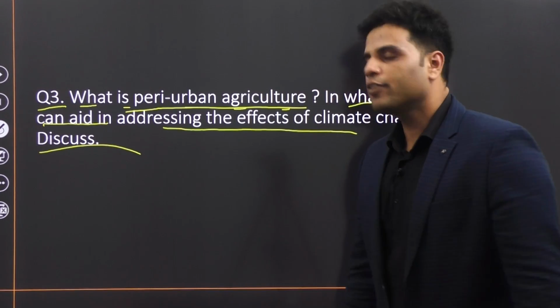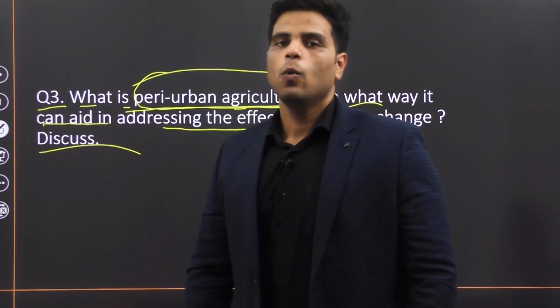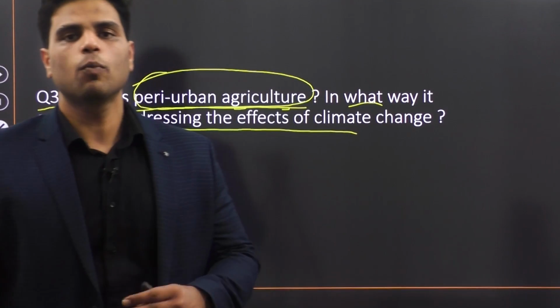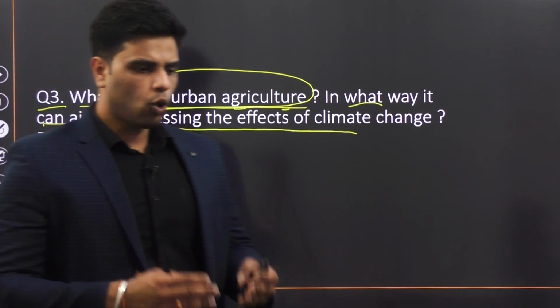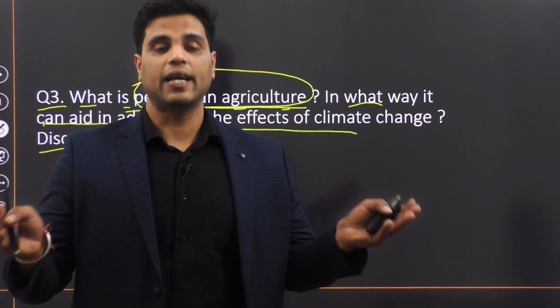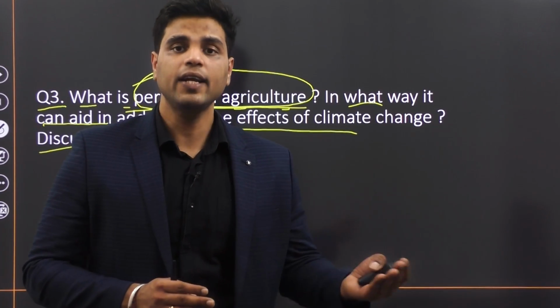All right. So first of all, let's focus on what is peri-urban agriculture. Well, generally they say that agriculture is the domain of rural areas, right? But as you all know, slowly and gradually India is urbanizing. Now, what do we mean by urbanizing, right?